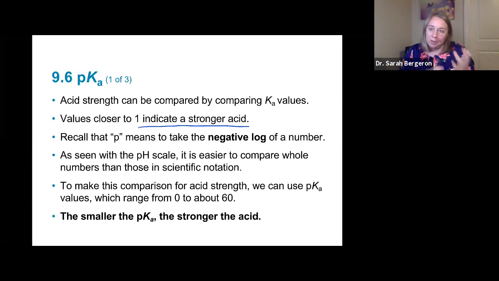It's just difficult to compare those numbers. And so when we convert it and we do the negative log of those crazy numbers, we get a number that ranges from anywhere between 0 and 60. And so the smaller the pKa, the closer it is to 1, then the stronger the acid is.